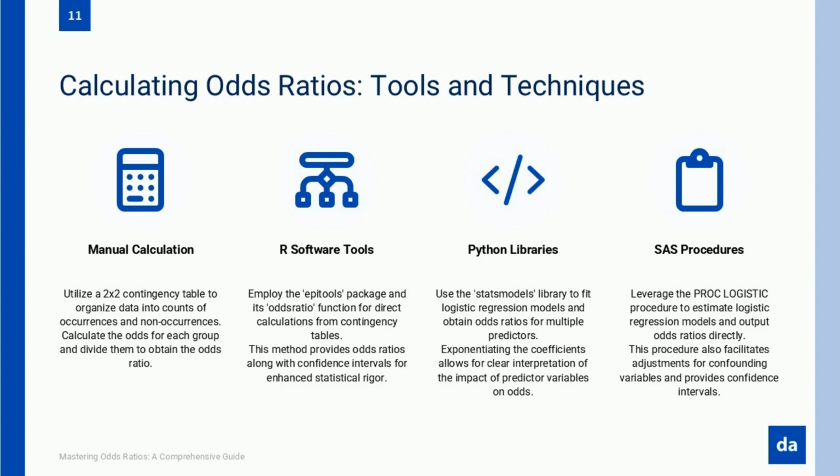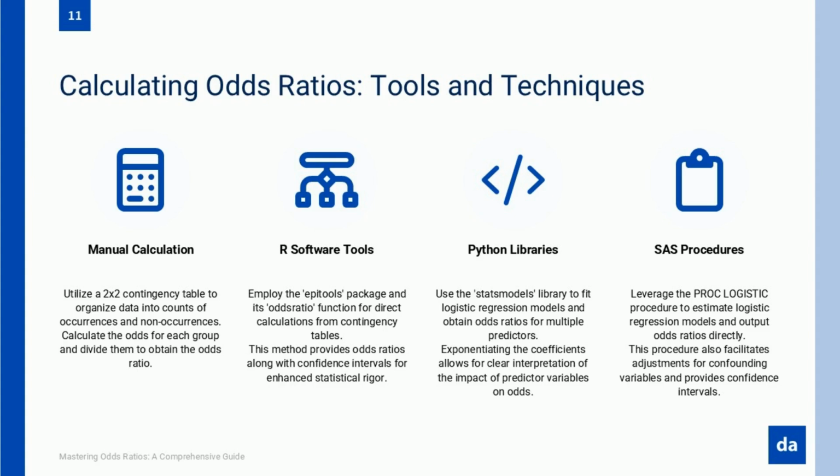Python users aren't left behind, with the statsmodels library offering robust tools for odds ratio calculation through logistic regression models. By fitting a logistic regression and exponentiating the coefficients, data scientists can obtain odds ratios for multiple predictor variables simultaneously. This approach is particularly valuable when examining the influence of various factors on an outcome.